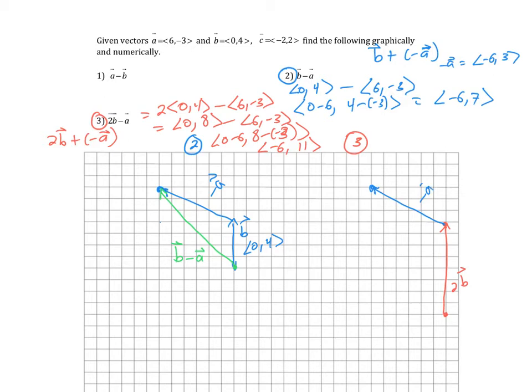So this is our negative a vector. And then 2b minus a, so the resultant vector, is going to start where we started the b vector at its initial point, or at its tail, and it's going to go all the way up to where we ended the negative a vector. So this is 2b minus a, and let's make sure that we got it right. It's supposed to be negative 6, 11. So let's see, 1, 2, 3, 4, 5, 6, and then up 11. 1, 2, 3, 4, 5, 6, 7, 8, 9, 10, 11. So that looks correct.